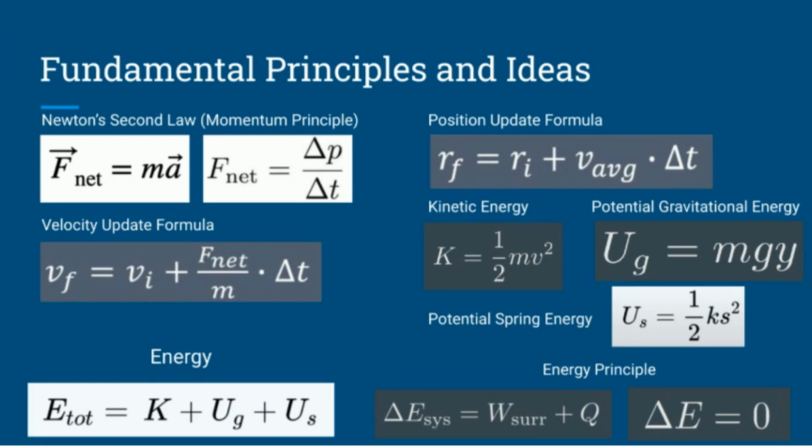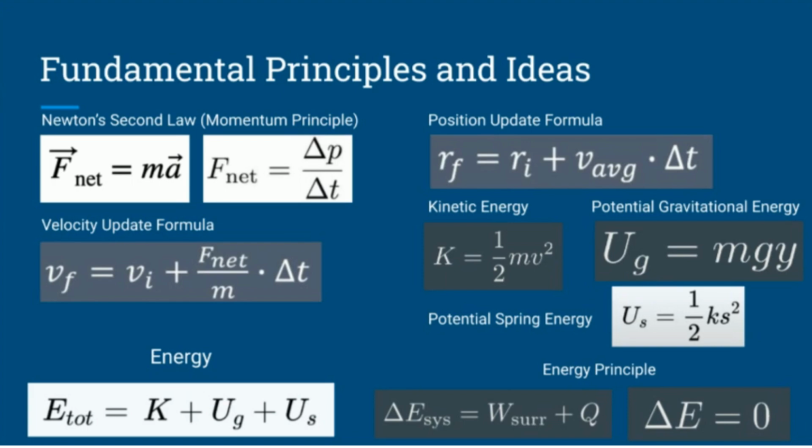However, before we get into lab specifics, it's important to understand some of the crucial physics principles and ideas utilized in the lab. Firstly, it's important that everyone understands Newton's second law, which says that net force equals mass times acceleration. And from this equation, we also get the velocity update formula, which will be how we define the velocity in the computational model. Additionally, we'll use a position update formula to find the positions in the computational model of the object in the lab.